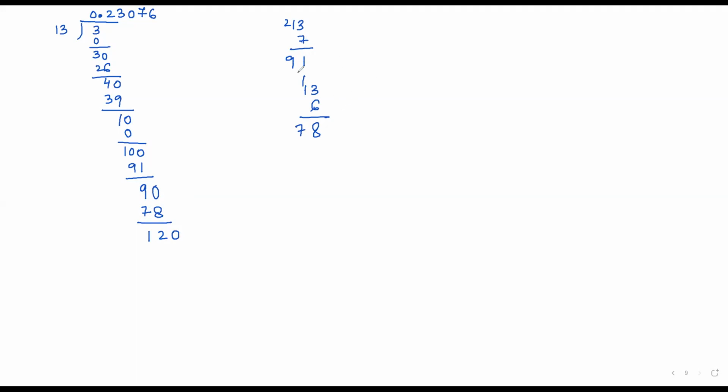120. So 7 is 91. You can check 13 into 8. 3 into 8 is 24. 8 into 1, 8, 9, 10, 104. I think one more time it can go. So 13 into 9. 9 into 3 is 27. 9 into 1, 9, 10, 11. Yes, it can go 9 times, right? So 9 times it will go 117. So the remainder is 120 minus 117. Remainder is 3, right? Make it 30.